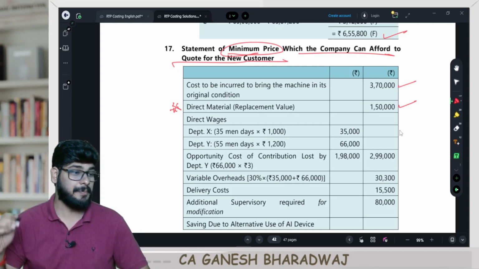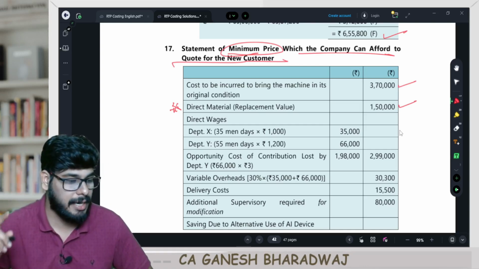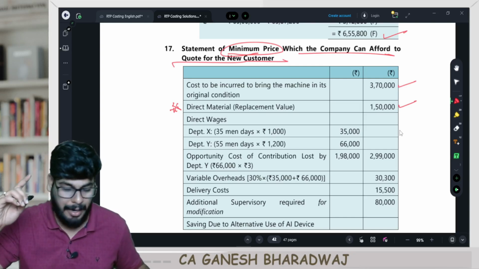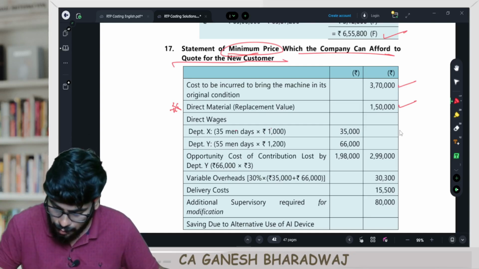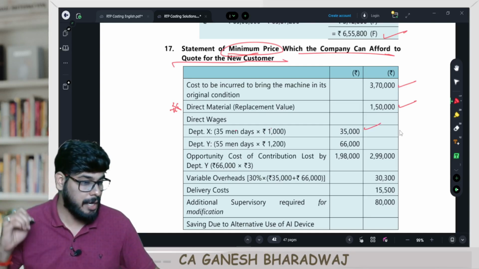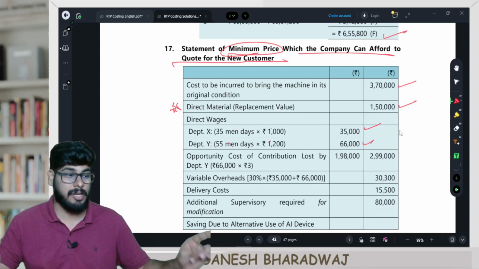Next, what have they said? Direct wages. In department X, 35 man days. Every man day in department X you'll be paying how much? 1,000 rupees. 35 into 1,000, 35,000. In department Y, it's going to be 55 man days, 55 into 1,200, it's going to be 66,000.